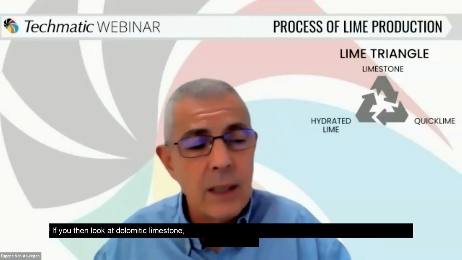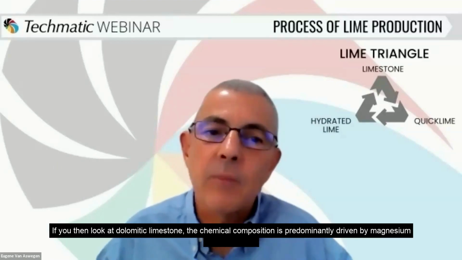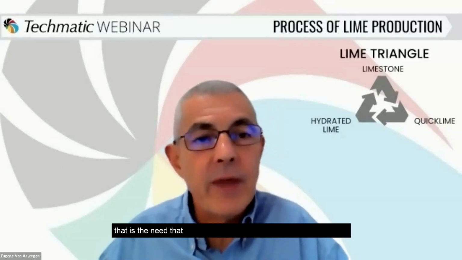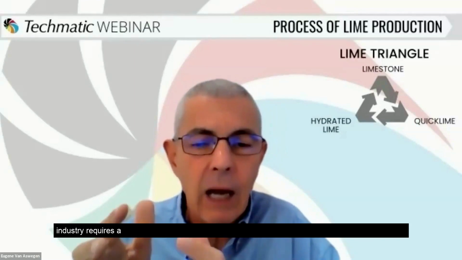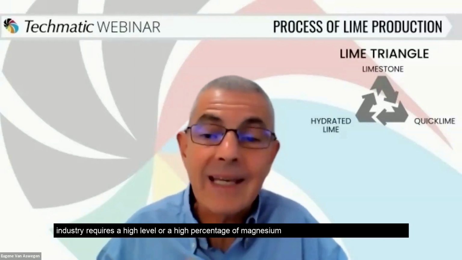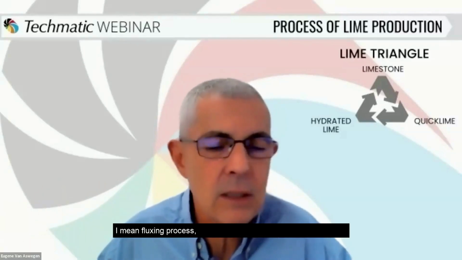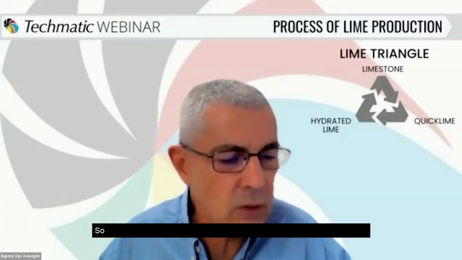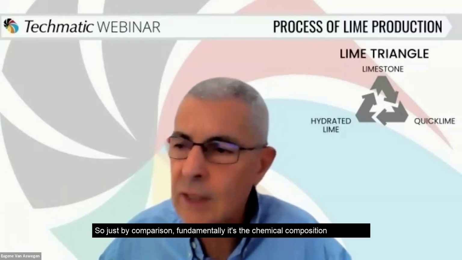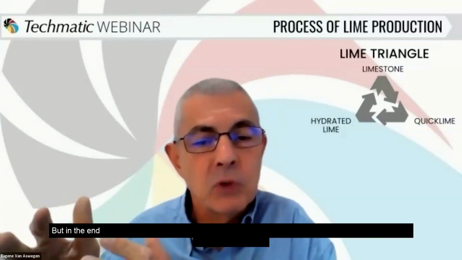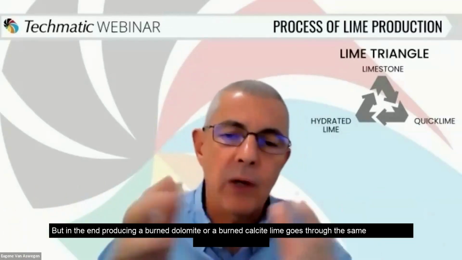If you then look at dolomitic limestone, the chemical composition is predominantly driven by magnesium oxide, because that is the need that particularly the steel industry or pyrometallurgical industry requires: a high percentage of magnesium oxide as part of the fluxing process that they need in the steel making industry. So by comparison, fundamentally, it's the chemical composition that differs, but in the end, producing a burnt dolomite or a burnt calcite lime goes through the same process, i.e. kiln and calcination.